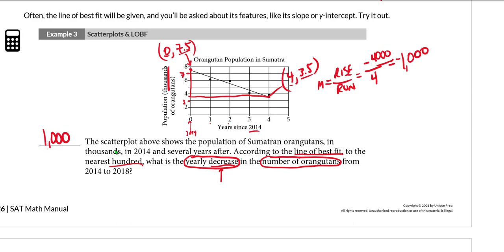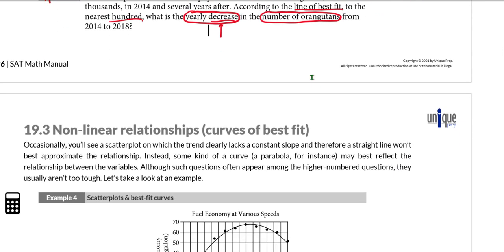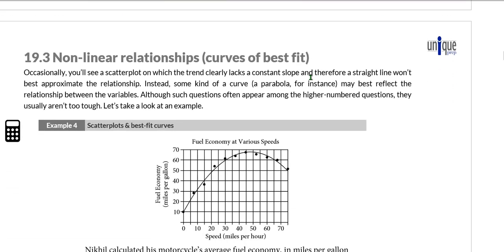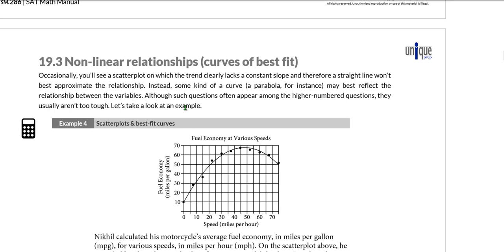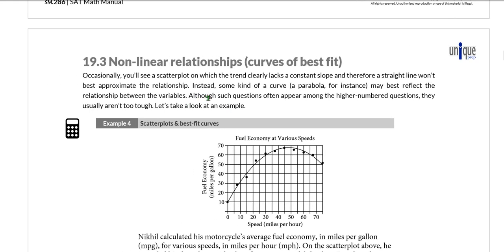At the top of the next page, we've got to talk about nonlinear relationships when it comes to lines of best fit. So here we're not talking about lines of best fit anymore. We're talking about curves of best fit. If you glance at number 4, you can see what we're talking about. This almost looks like it is a quadratic curve of best fit.